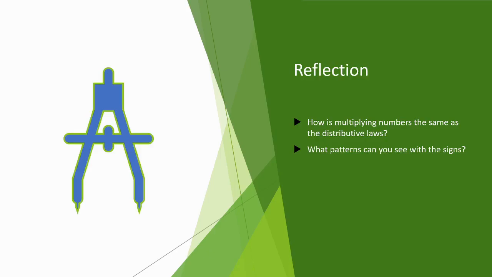Some reflection for this lesson. You should think about how multiplying numbers is the same as the distributive law when we're looking at algebra. And you can go back in the video and have a look at that. And also, can you see any patterns that we're forming with the different signs, with those equations? And second is, what patterns can you see with the signs? Go back and have a look at the positives and negatives and see how they propagated through to the final answer in our expressions.